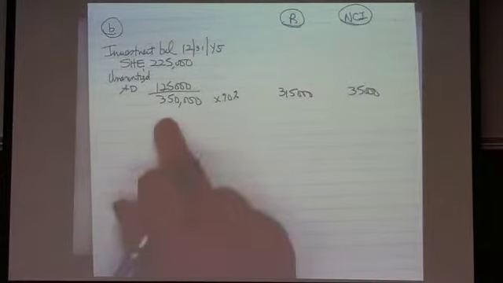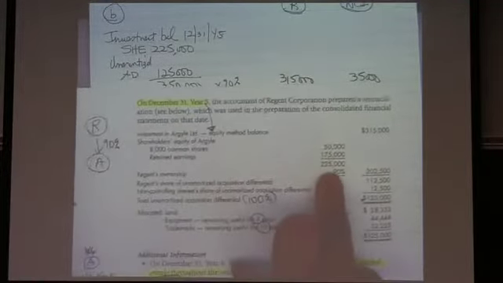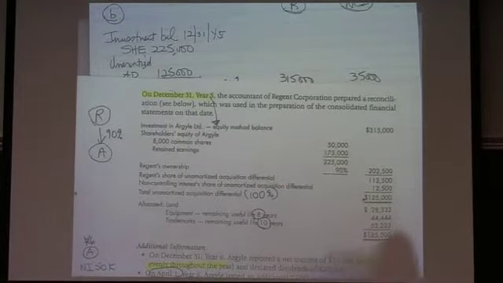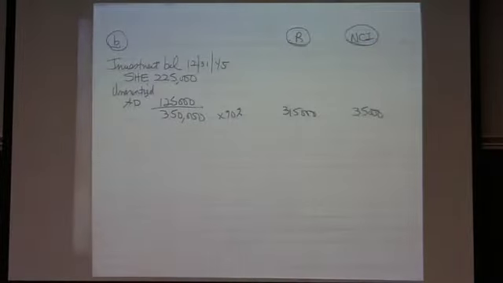Now, how did I get these numbers? This was the shareholders' equity of Argyle in the question, and this is the AD, the total AD. So remember, we can always get to the equity method investment or the unamortized AD based on that relationship.